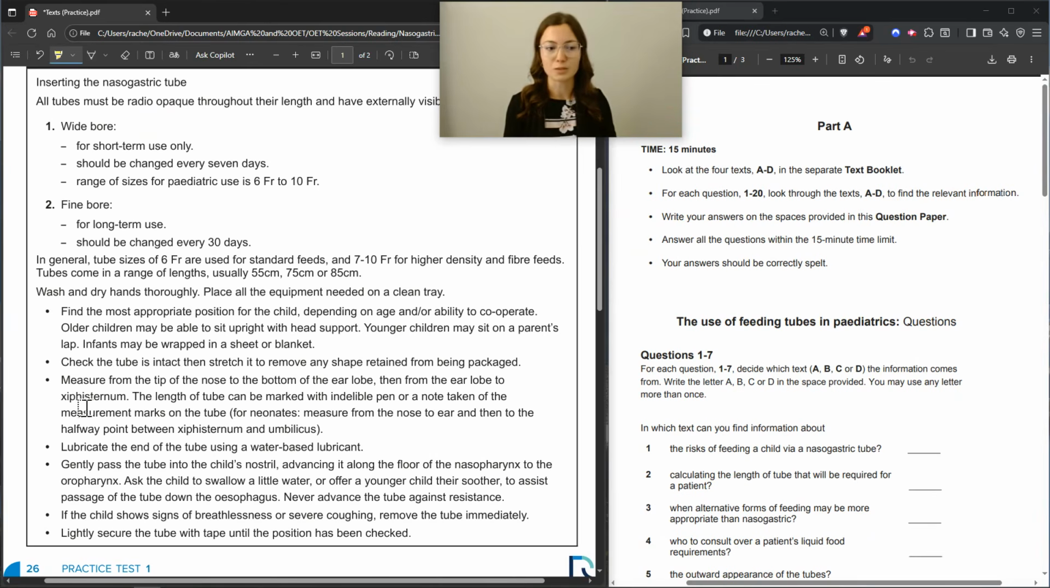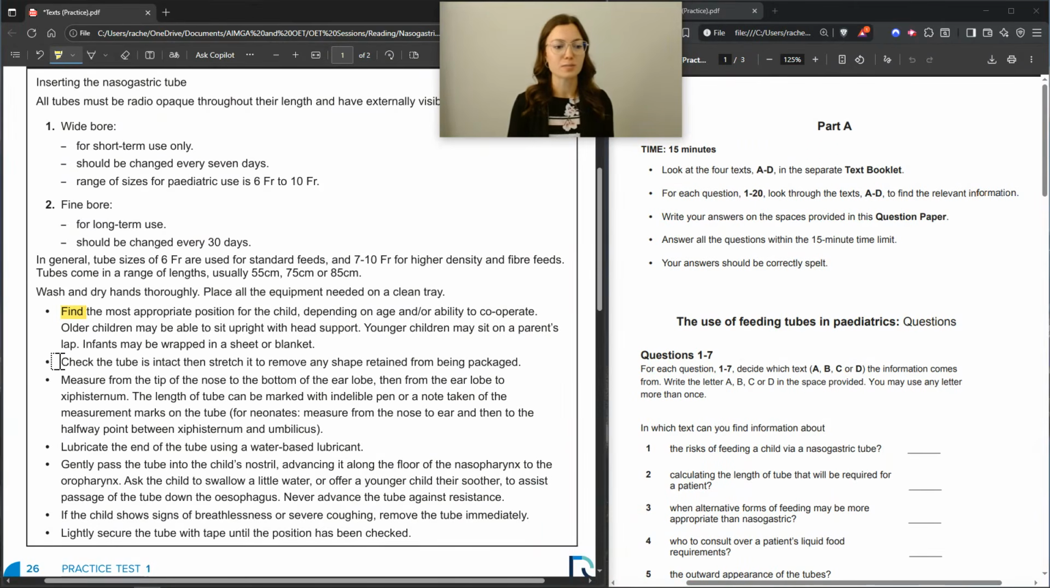What I want you to do here is preview this sentence above. We see wash and dry hands thoroughly, place all equipment needed on a clean tray. So it's not immediately obvious what the theme of this list is. So if you don't see a key word in the introduction, you may have to do a bit of analysis quickly with the grammar. So what do we see?